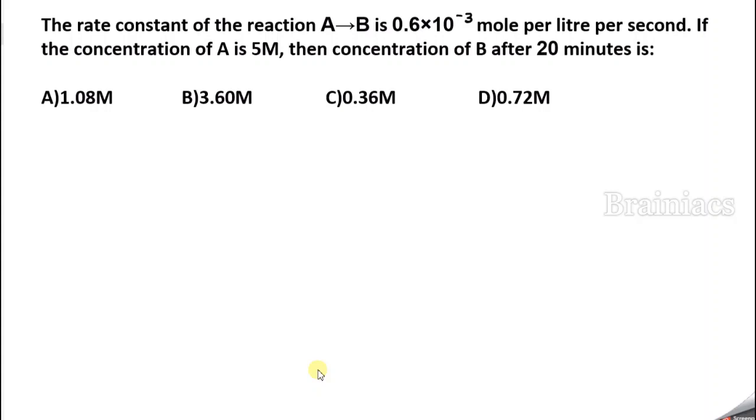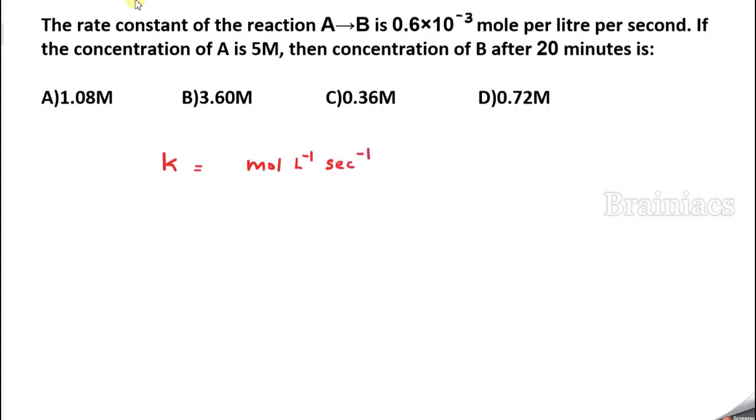The first thing we need to check is the unit of the rate constant. Let me write the unit of the rate constant given here: K is equal to mole per liter per second, so mole, liter raised to minus 1, and second raised to minus 1. This is what they have given in the question.